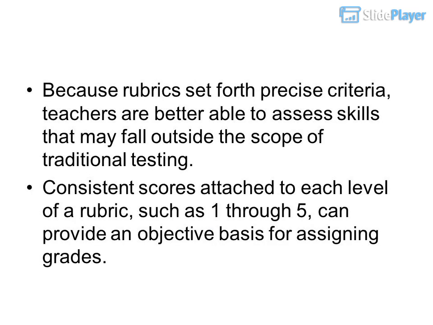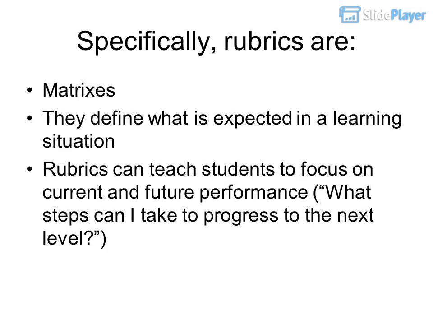Because rubrics set forth precise criteria, teachers are better able to assess skills that may fall outside the scope of traditional testing. Consistent scores attached to each level of a rubric, such as 1 through 5, can provide an objective basis for assigning grades. Specifically, rubrics are matrices. They define what is expected in a learning situation. Rubrics can teach students to focus on current and future performance. What steps can I take to progress to the next level?